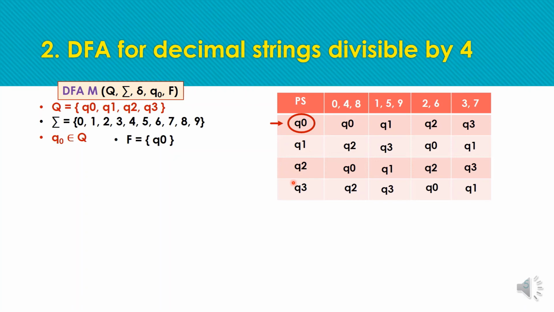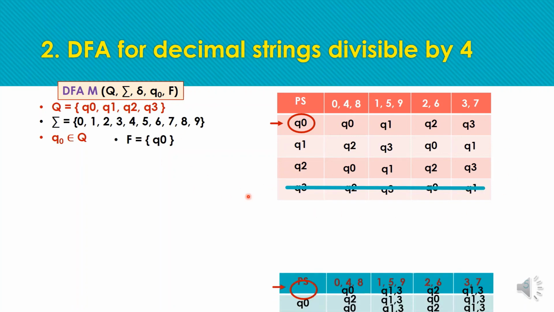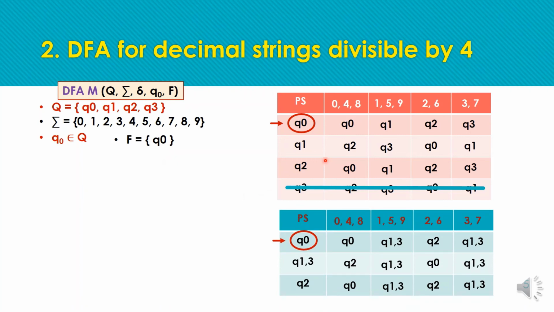Okay, so now we can cancel out one of the states and we can reconstruct the transition table like this. Now we have renamed the state Q1 to state Q13 and also the state Q3 to the state Q13. So we have removed the states Q1 and Q3 from the transition table and renamed them with the name state Q13 at all the places.